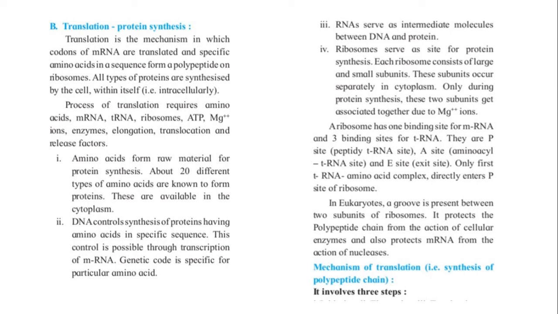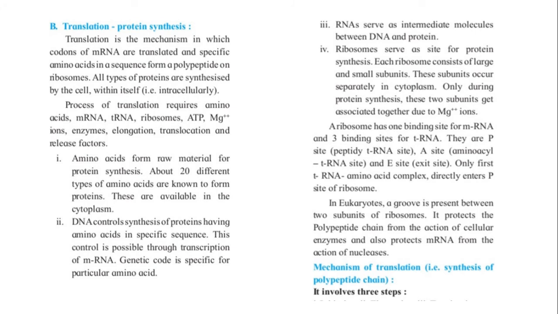A ribosome has one binding site for messenger RNA and three binding sites for transfer RNA. They are the P site, A site, and E site. Only the first transfer RNA amino acid complex directly enters the P site of the ribosome. Next topic, that is the mechanism of translation.